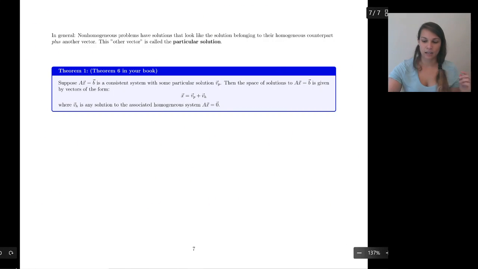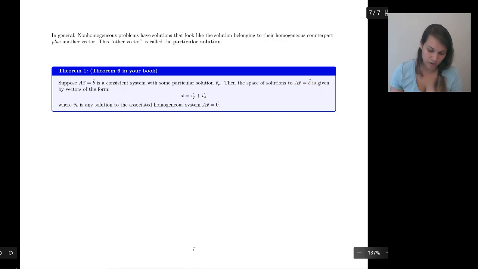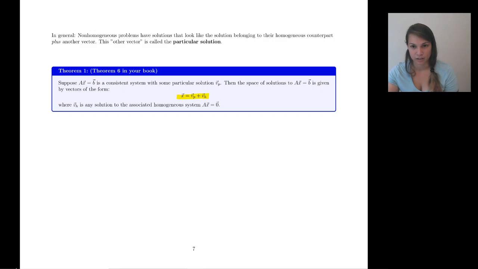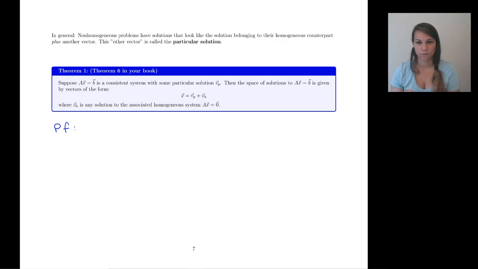And so here's our theorem that says basically everything that I just said. We have AX equals B is consistent with some particular solution VP. Then the space of solutions for this guy is going to be given by vectors of the form particular solution plus homogeneous solution, and it's always going to work like that. In fact, we're going to prove it real quick because it's very straightforward.